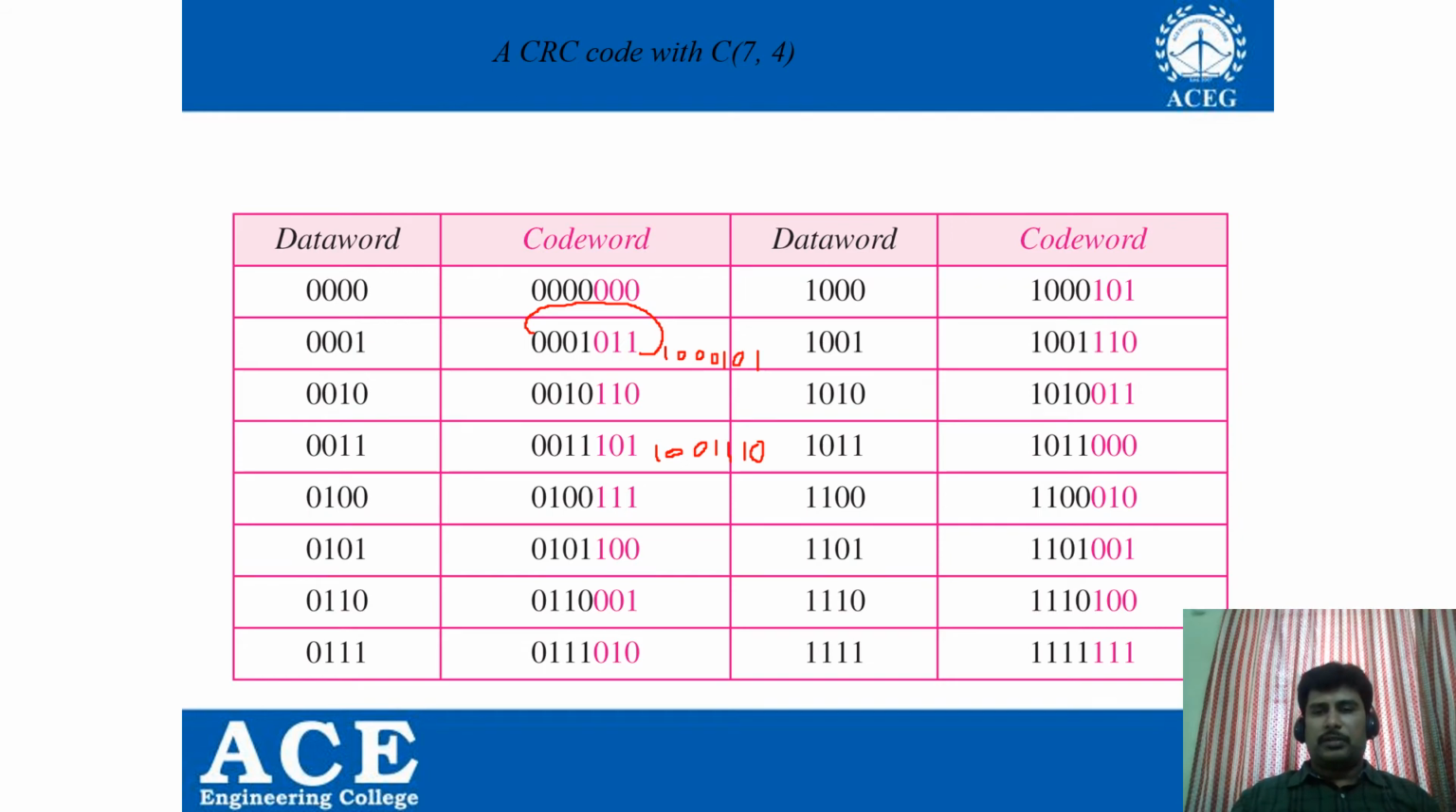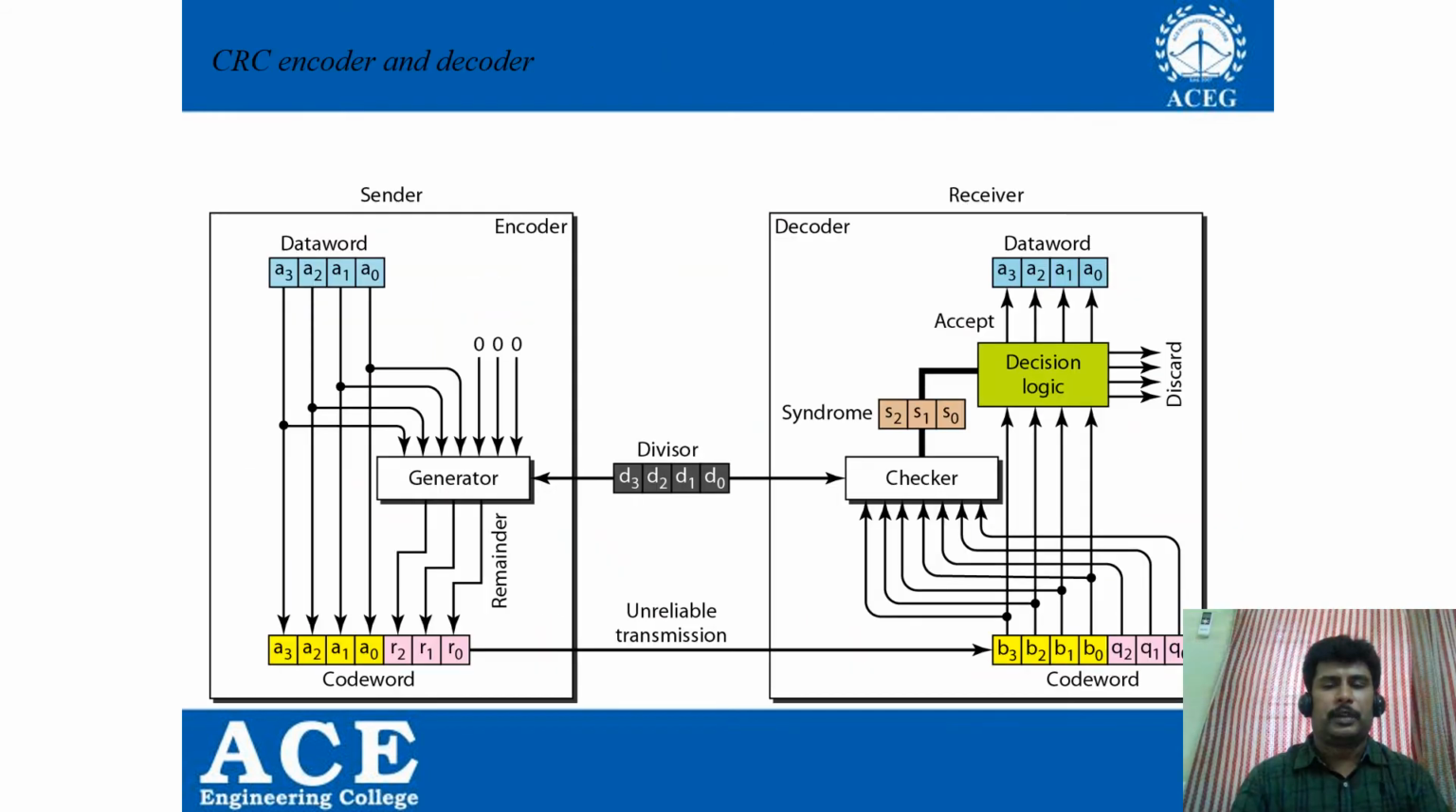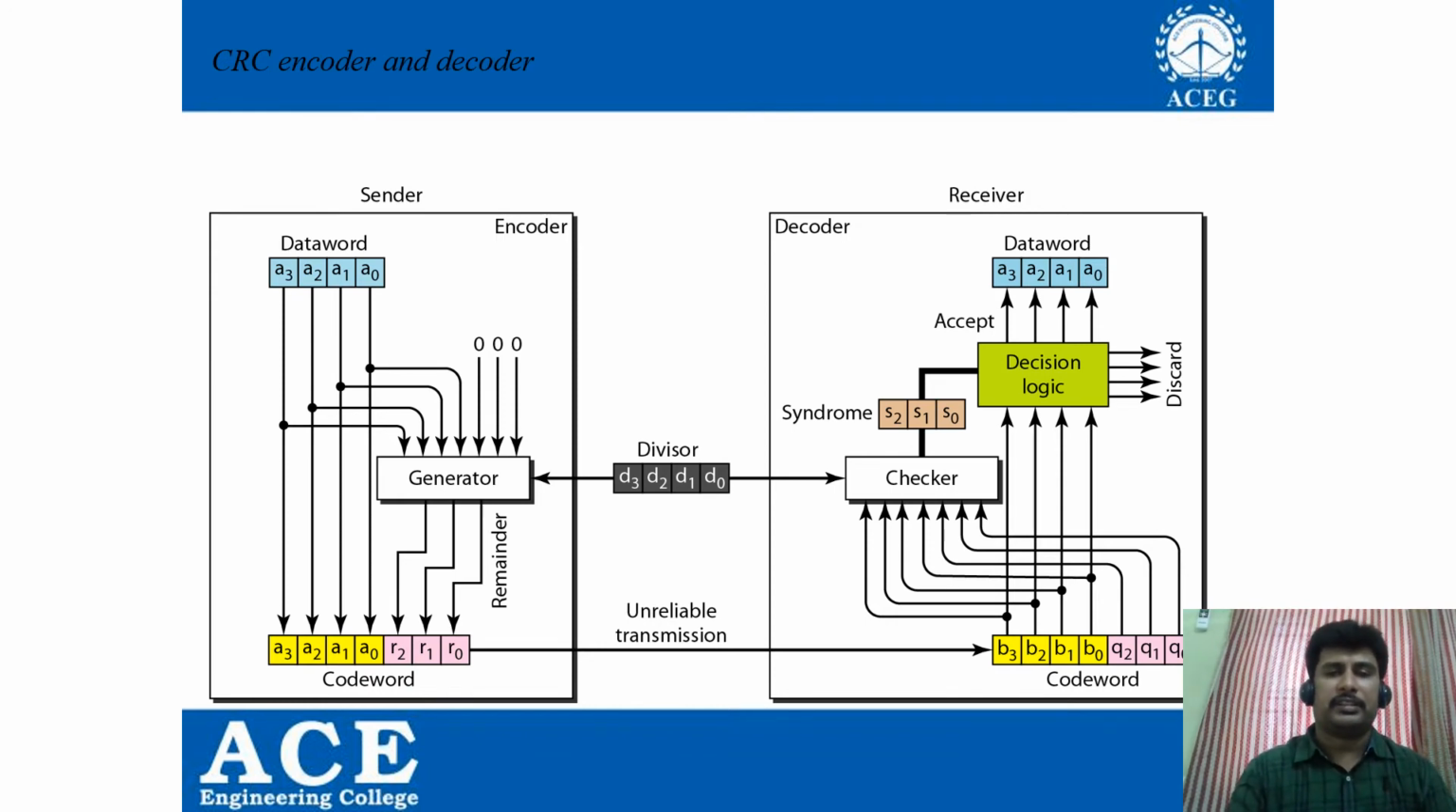So this is how we will get a valid set of code words. In the previous slide, we were talking about how a code word is generated for a given data word. Let us look at the procedure: how do we generate the redundant bits for the given data word, and how are we going to generate the code word from that.